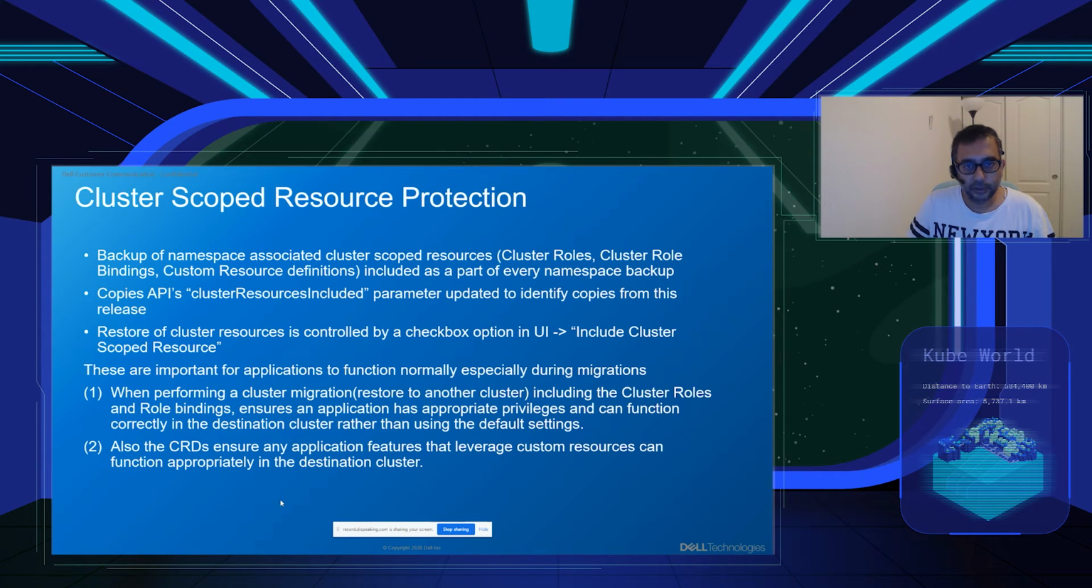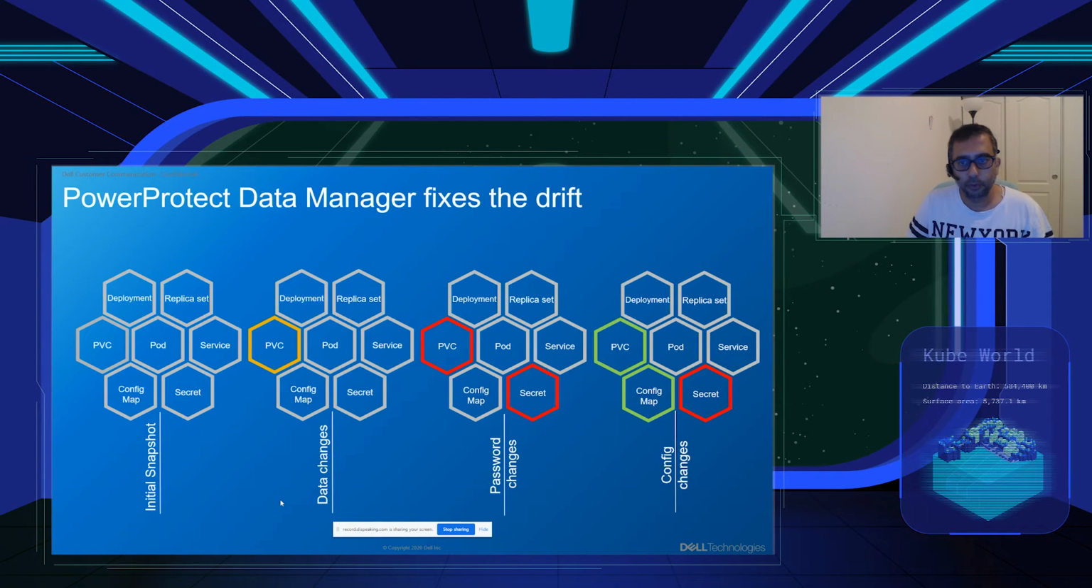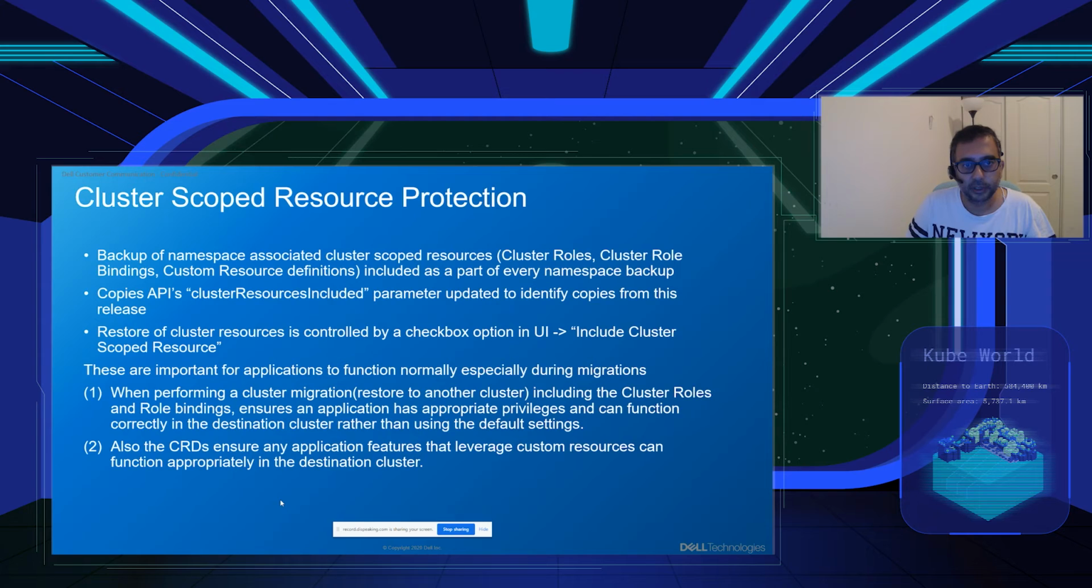So what we need is to basically be able to protect the entire application, so make sure that there is no drift. In addition to just the application definitions, there are also additional definitions that can be stored, such as cluster role bindings and custom resource definitions. These are more like cluster level components, cluster scoped, and these are important, especially when you are migrating applications.